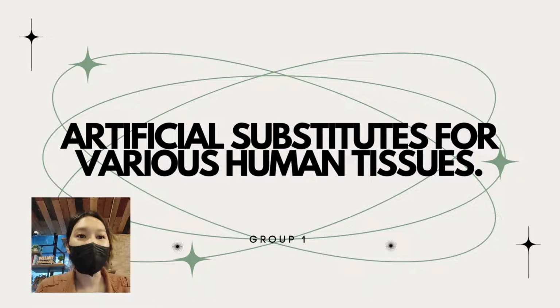We are Group 1 here to present artificial substitutes to various human tissues. Tissues are groups of cells with similar functions. These groups of cells work together to perform a specific task in the body. The primary types of tissues can be categorized as epithelial, connective, muscular, and nervous.